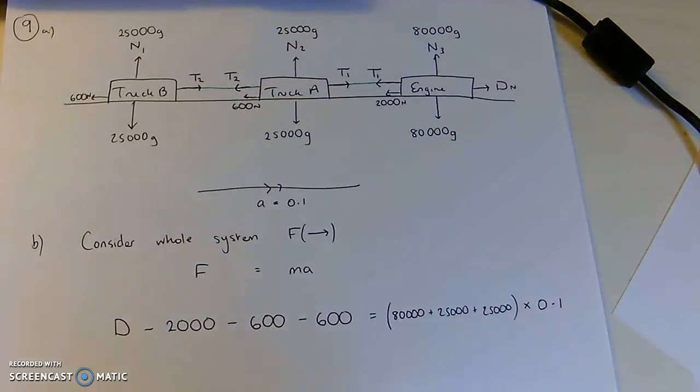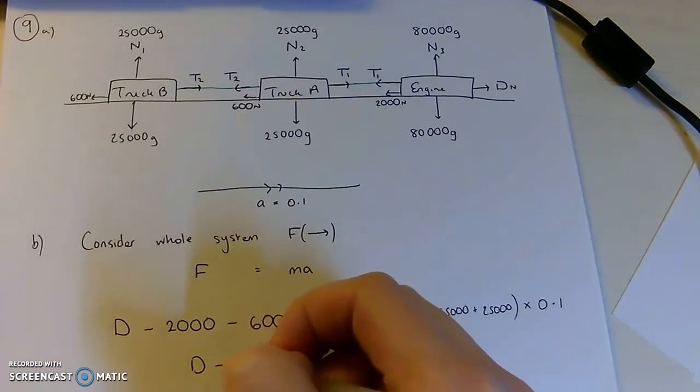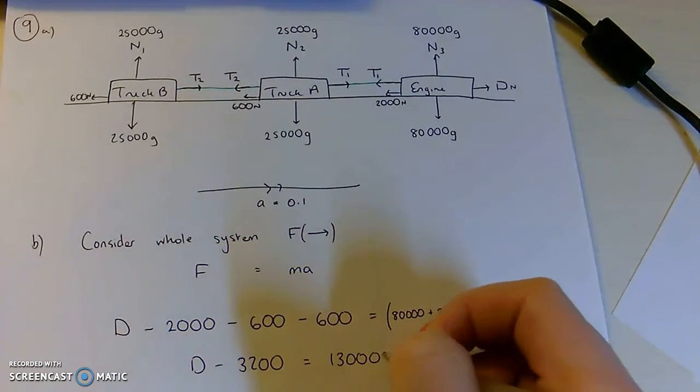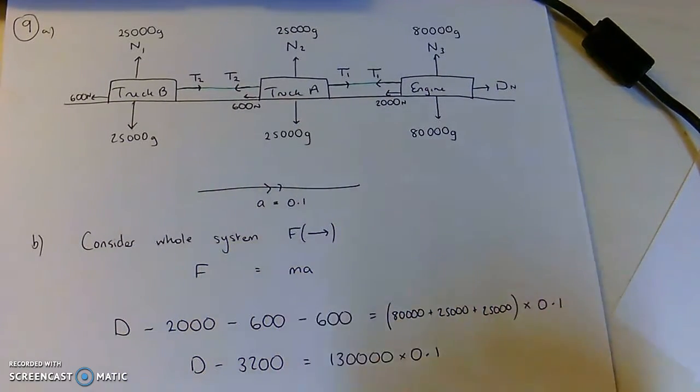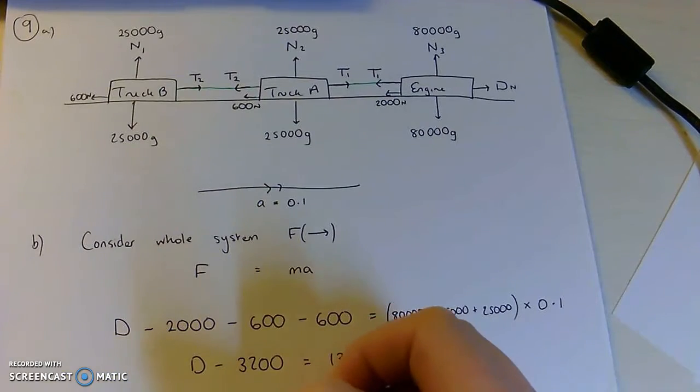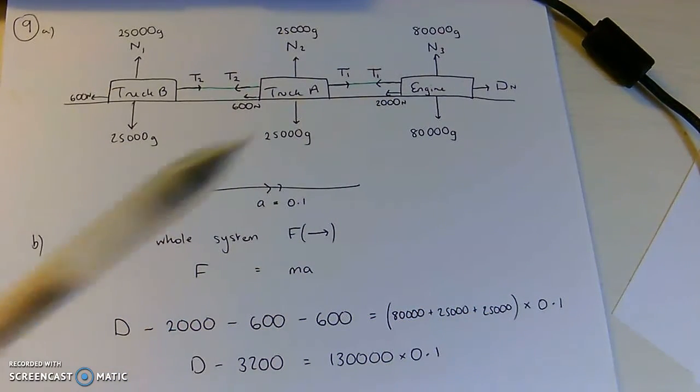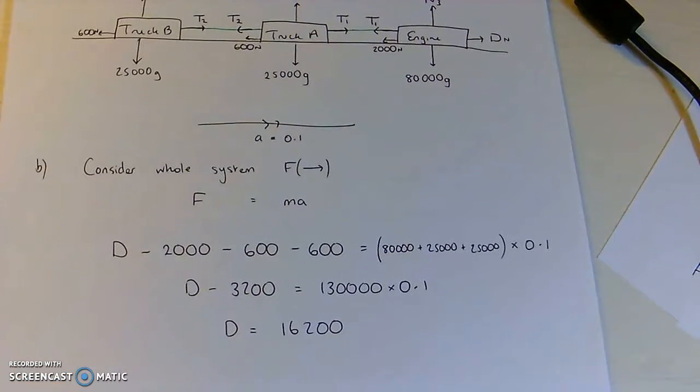So let's just neaten this up. So I've got D minus 3,200 is equal to 130,000 times 0.1. And then we can rearrange. And I believe I get D is equal to 16,200. Just there. Okay, next part.